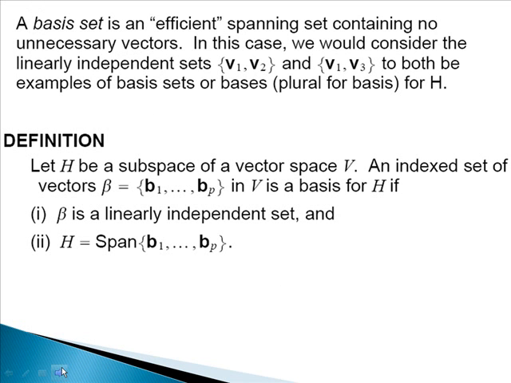In this definition, we're going to let H be a subspace of a vector space V. An indexed set of vectors beta, which is equal to {b1 through bp} in V, is a basis for H if, number 1, beta is a linearly independent set, and 2, H is equal to the span of our vectors b1 through bp, which are our vectors in our basis.